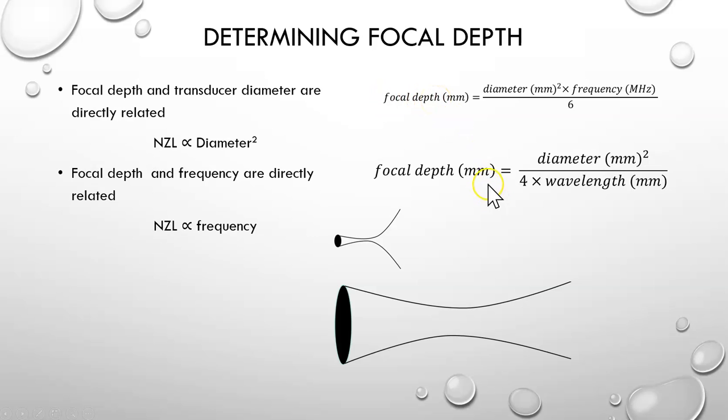A more exact equation for it is the focal depth is equal to the diameter of the crystal squared divided by 4 times the wavelength in millimeters. And when you utilize this second equation, you can see that the units cancel out correctly and we get a focal depth in millimeters. However, the first equation is much easier to remember, and it also allows us to remember that the focal depth is directly proportional to the frequency.